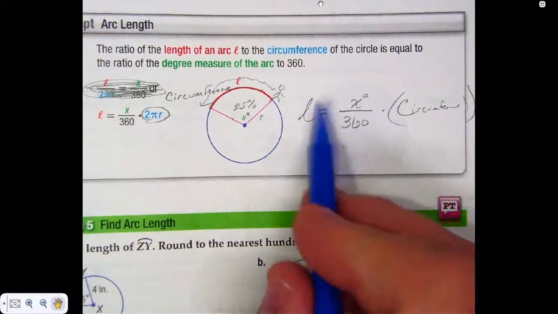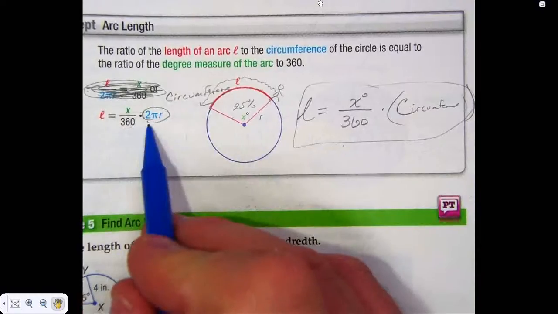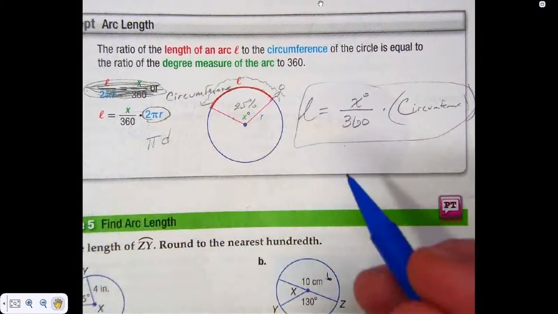So that's all it is, especially over here with the 2 pi r, because that's one of the formulas for circumference, isn't it? You could also do what? Pi d, right?